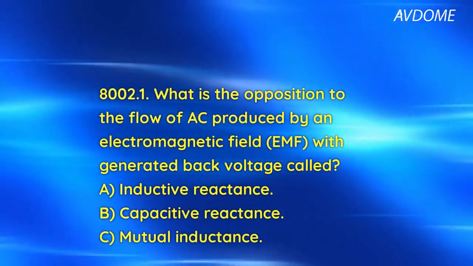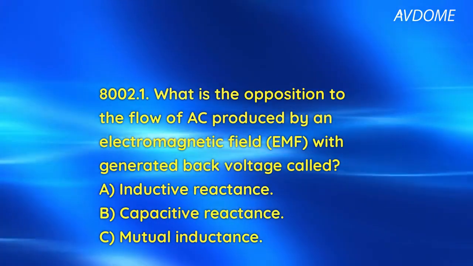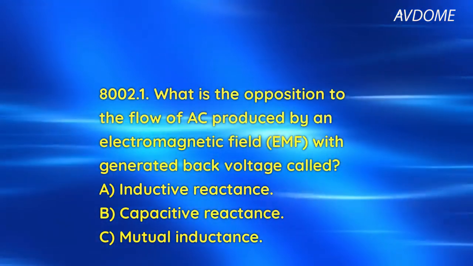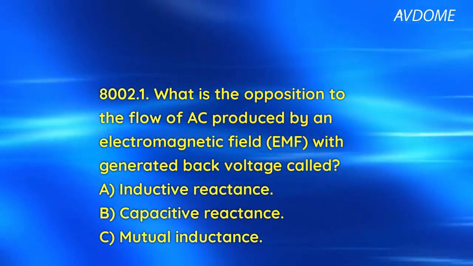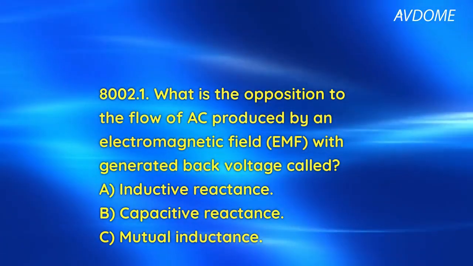8002-1. What is the opposition to the flow of AC produced by an electromagnetic field, EMF, with generated back voltage called? A, inductive reactance, B, capacitive reactance, C, mutual inductance.